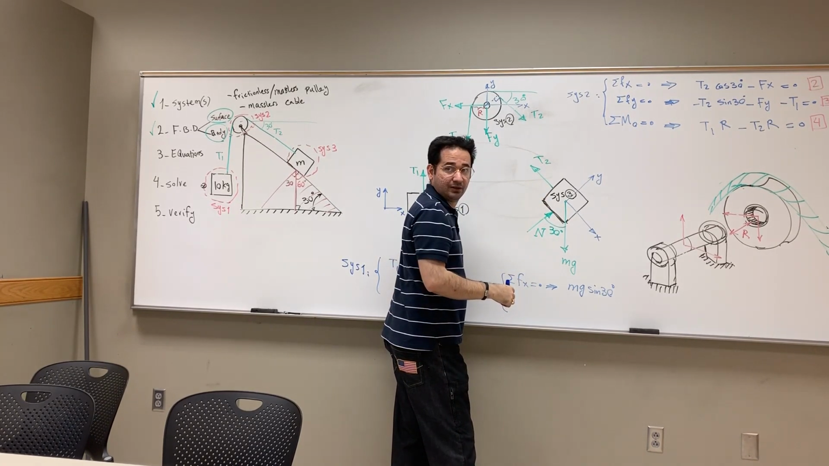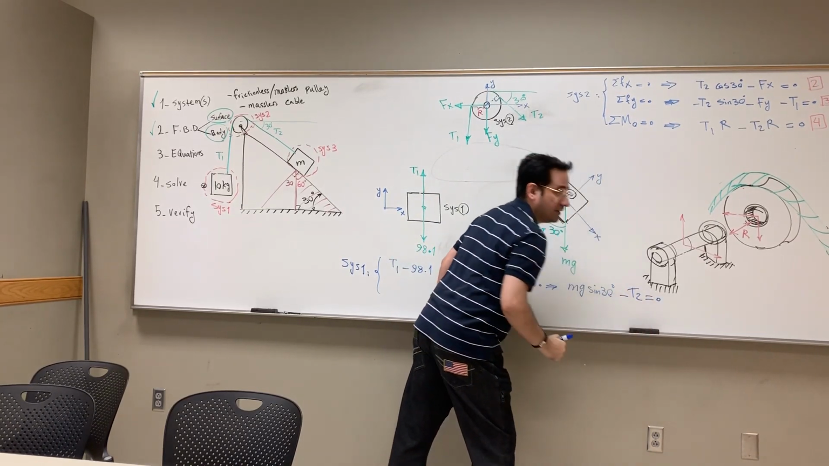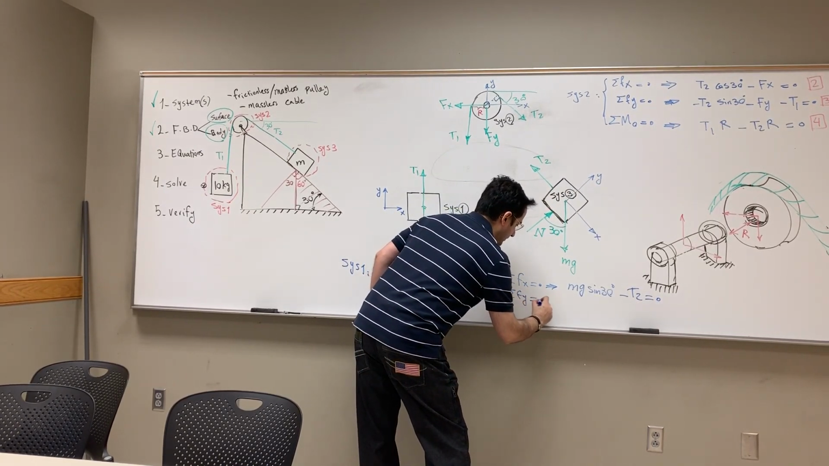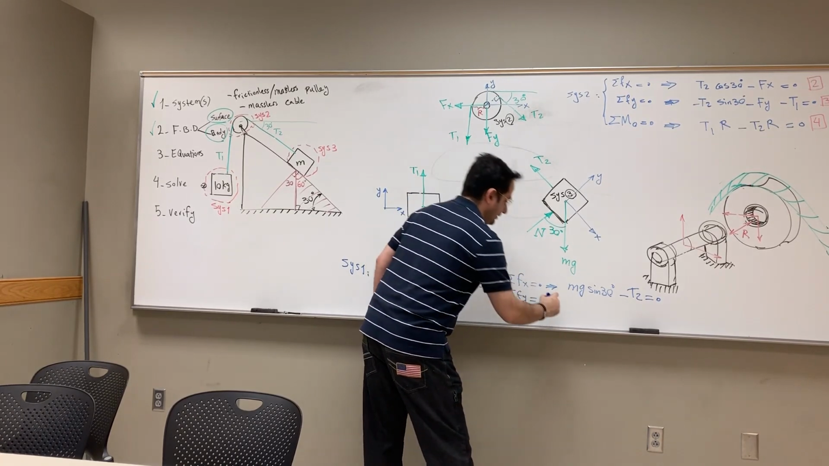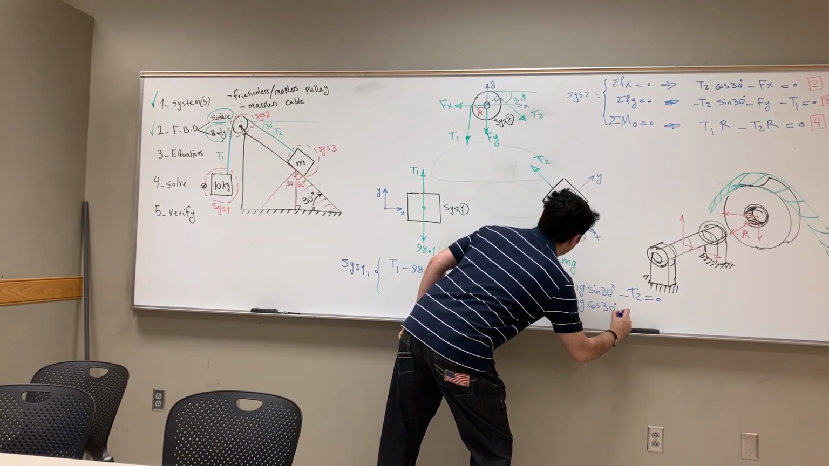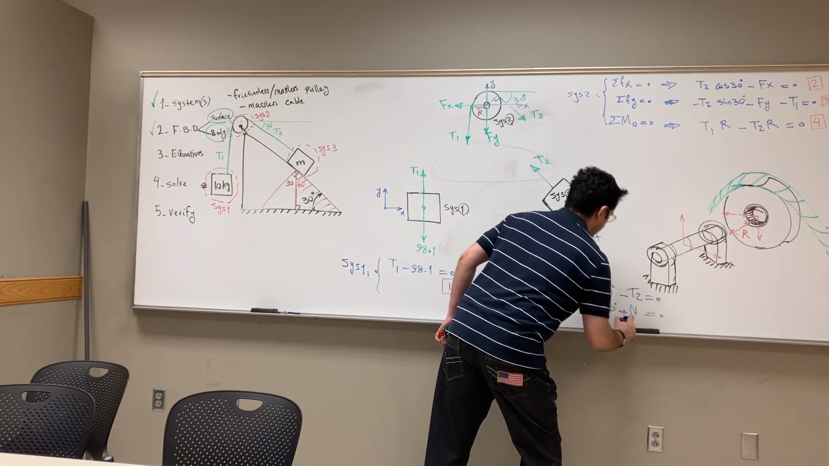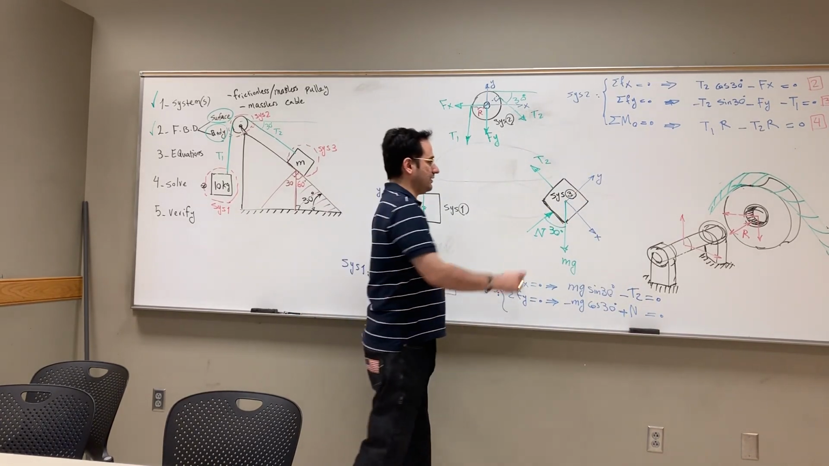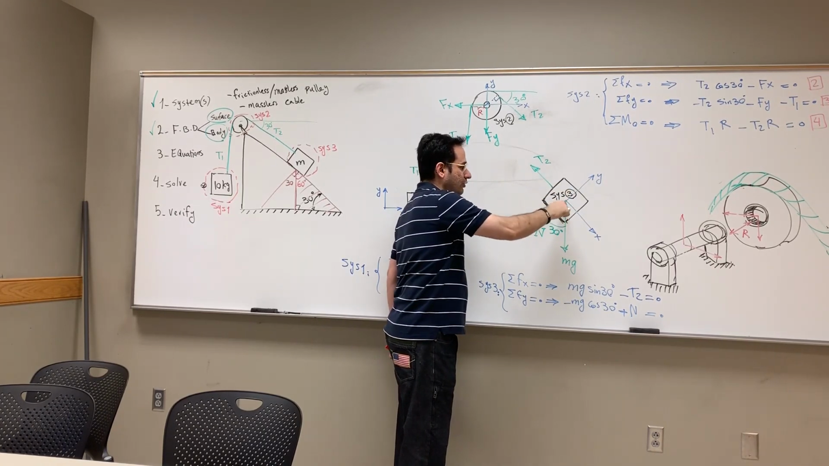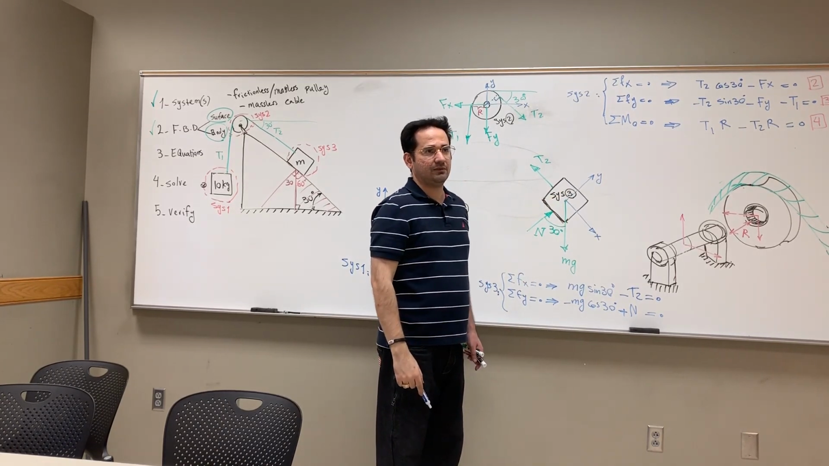Positive or negative? Negative. T2 is equal to 0. Summation of force in the y direction is 0. Again, you get negative mg cosine 30 plus N is equal to 0. What about moment? Let's say this is my reference point. All the forces are going through this, they cancel, so it's a null equation. It's not useful at all.